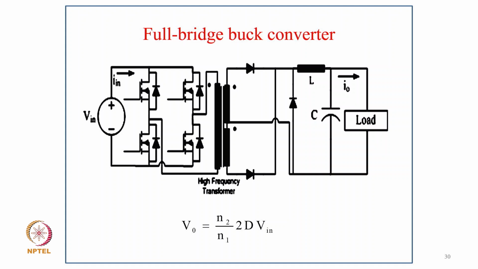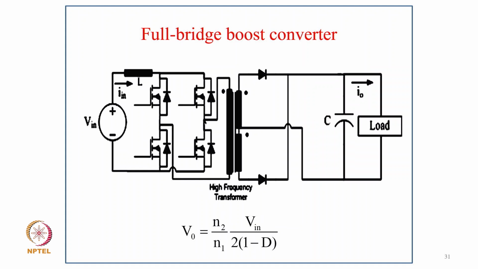Then we have a full bridge buck converter, whose output is N2 upon N1 times 2D V in. It's a simple full bridge converter. If you put an inductor in series at the input, it gives the boost operation of this bridge converter, with the turns ratio again deciding the main ratio: N2 upon N1 times V in upon 2 times 1 minus D. So either we switch on 4 devices or 2 devices, we short circuit the input inductor, and then we switch diagonally 2 devices in each half cycle, which provides the transformer action to transfer the energy to the secondary, and the inductor voltage adds to the input voltage, so that boosting operation takes place here.